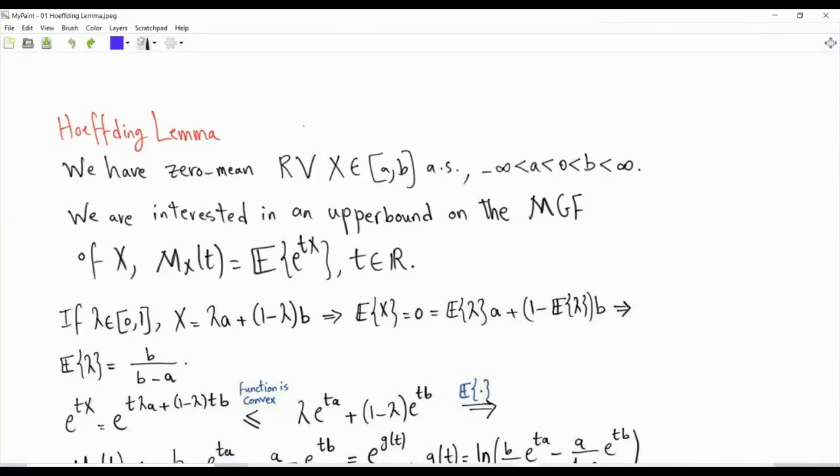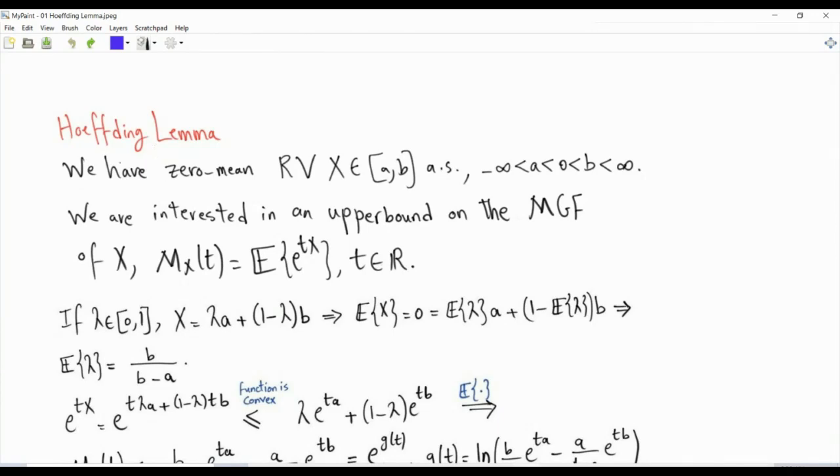Hello. Okay, so let's continue with the Hoeffding lemma. Actually, I will have to restart it. So remember, the Hoeffding lemma is an attempt to upper bound the moment generating function of a specific class of random variables that are useful in applications.